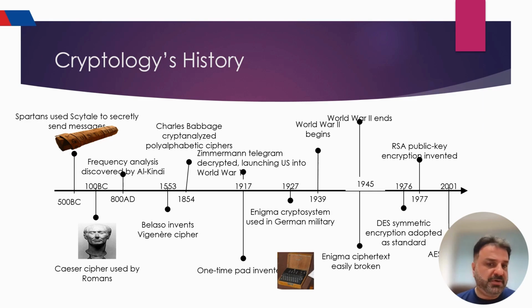So cryptology evolved to its current form today, where it is used for multiple purposes, including authentication and integrity checking. As you can see here, after World War I and II, we go into the age of modern cryptography, with DES symmetric encryption and also RSA public key encryption invented in 1977. And we are going to talk about most of them in this course.